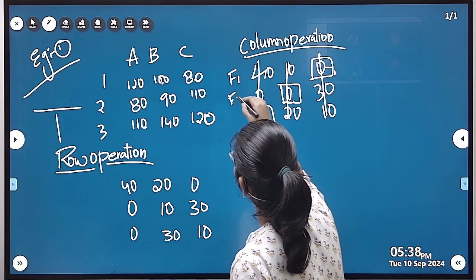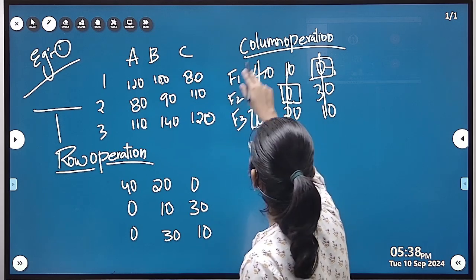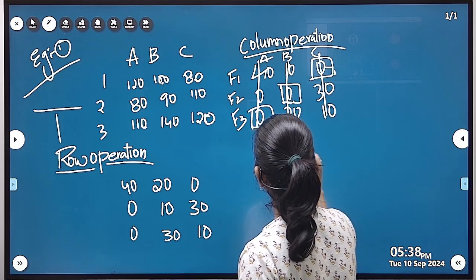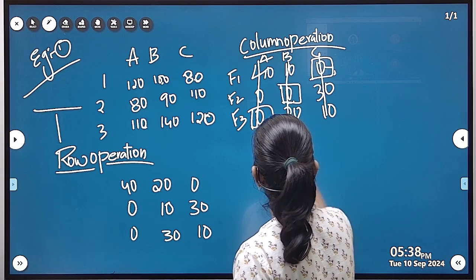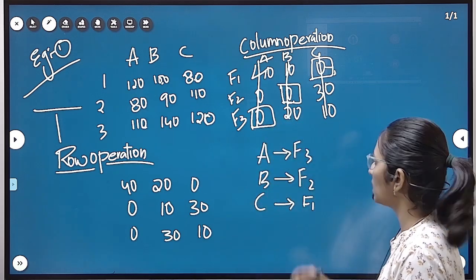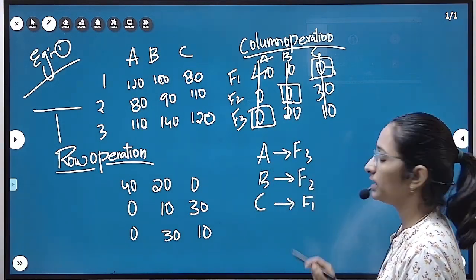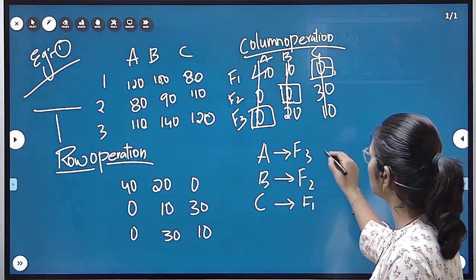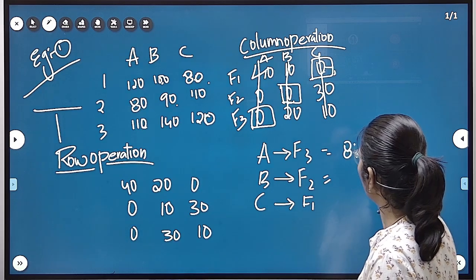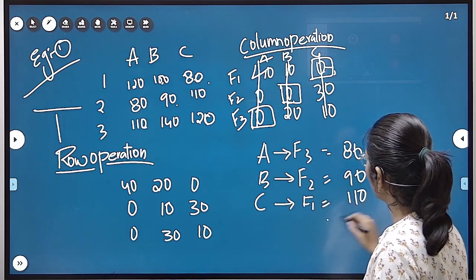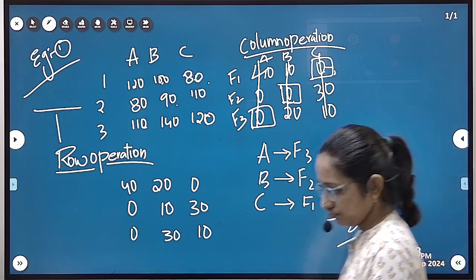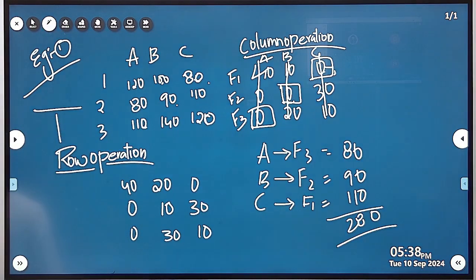Factory 1, factory 2, factory 3. So now this is A, B, C. So now A is getting F3 and B is getting F2 and C is getting F1. So now A is allocated with F3 factory, B is allocated with F2 and C is allocated with F1. So what's the value here? 80, 90 and 110. Add this 80, 90 and 110. So tell me the value. 280. So this is the example. Have you understood or not?